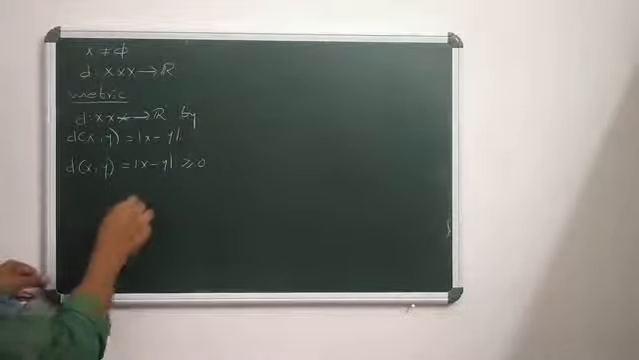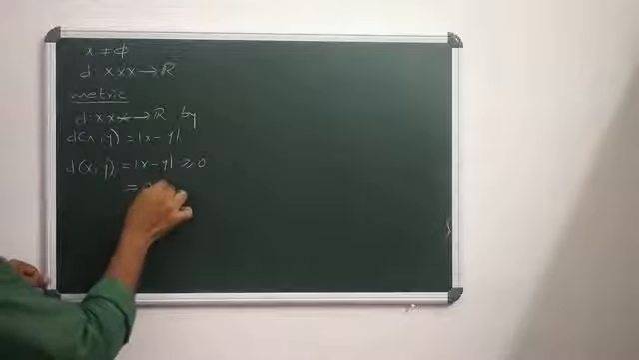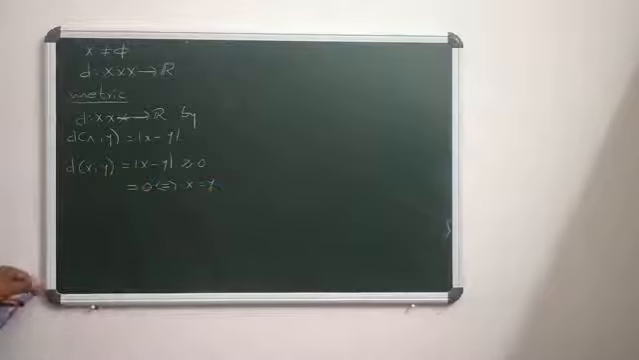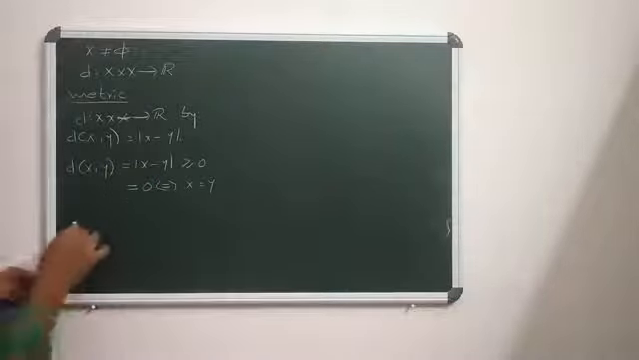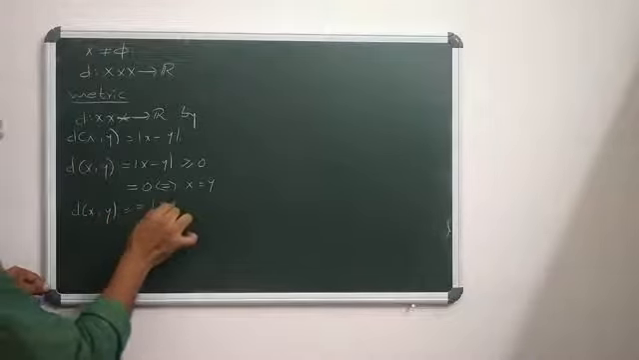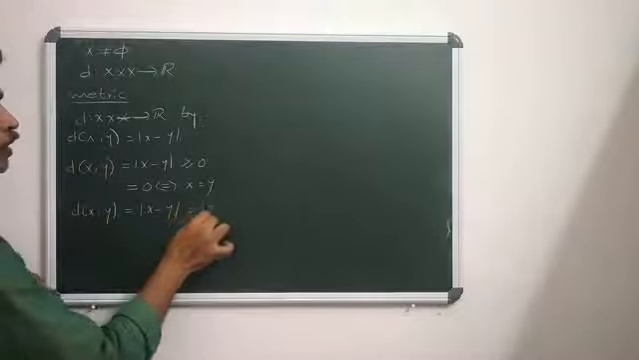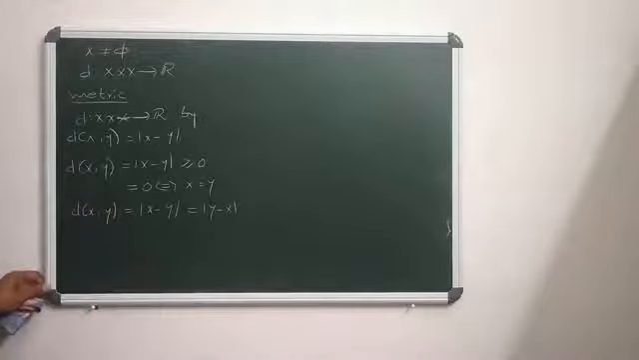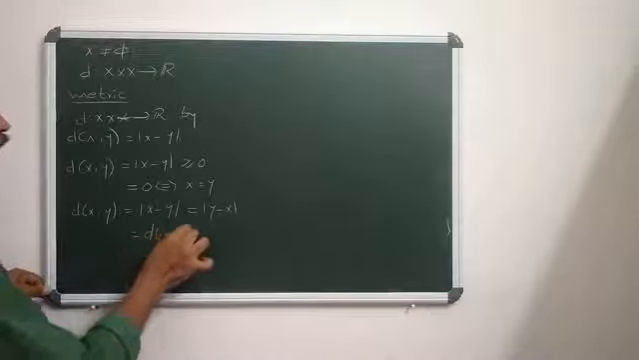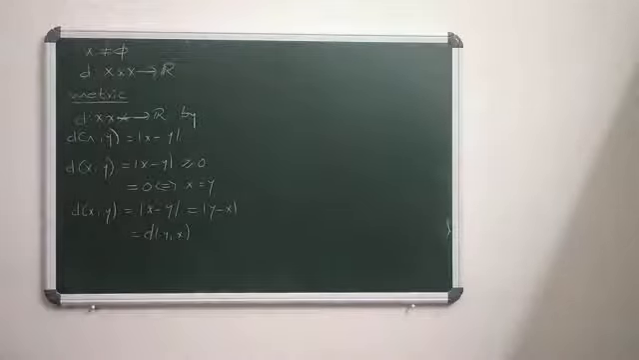Then equality holds when x equals y, since modulus of x minus y is 0. Now modulus of x minus y is the same as modulus of y minus x, just as mod a minus b is the same as mod b minus a. So clearly it is d(y,x), which means symmetry is also satisfied.